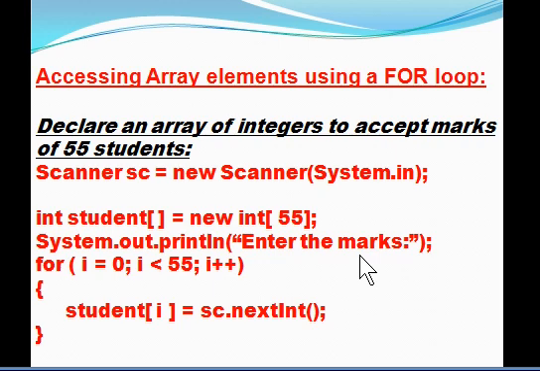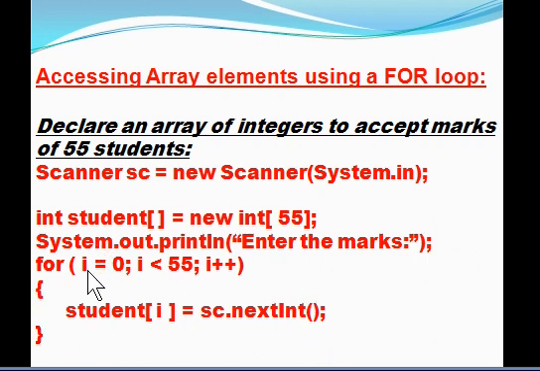We are going to ask the user to enter the marks. Using a loop we are going to do it. So I have used a for loop. So the variable used here, the loop variable is i. So it will start from 0, it will go till 54. That's why the condition used is i less than 55. So what will happen?